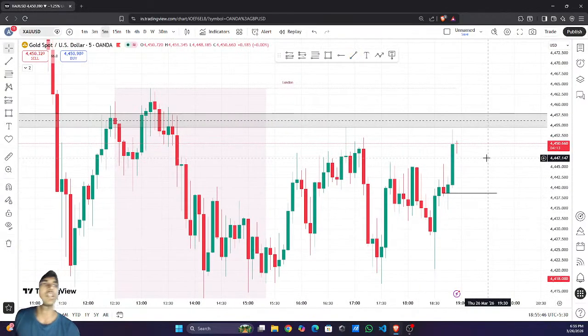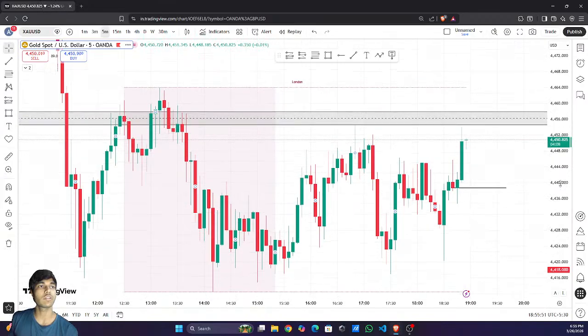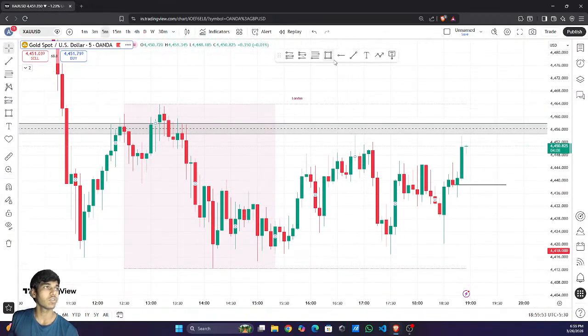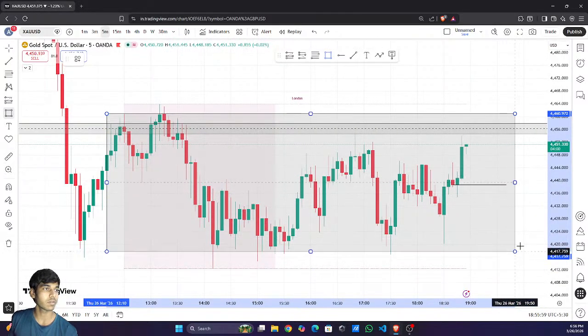It might not take out that swing. Technically it's looking bullish in the smaller time frame, but overall you can also say it's in a range. So it's not a very preferable pair to trade. I might not trade this one. So it is in this range.